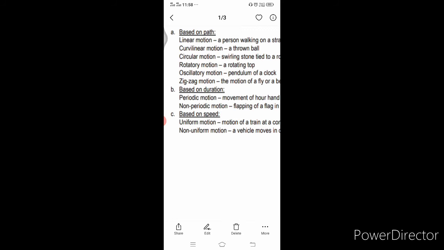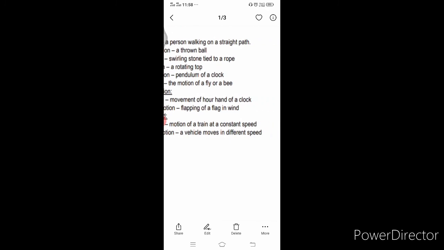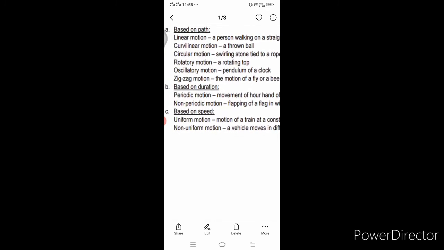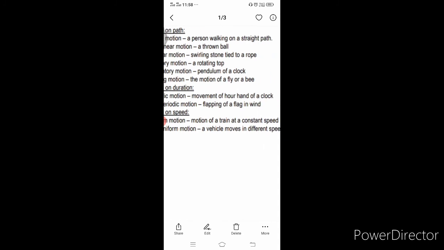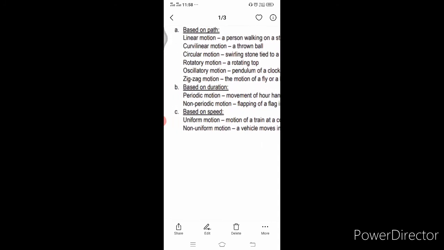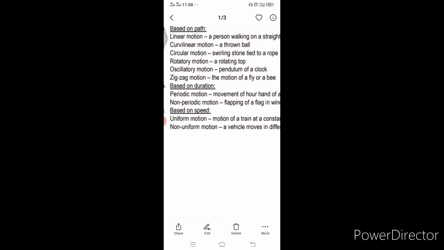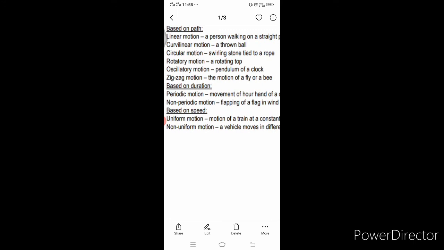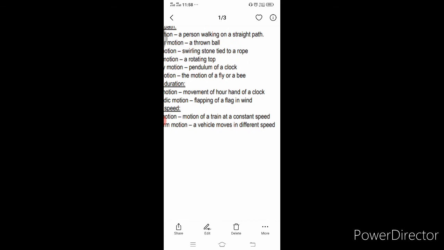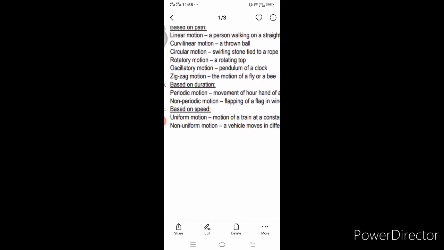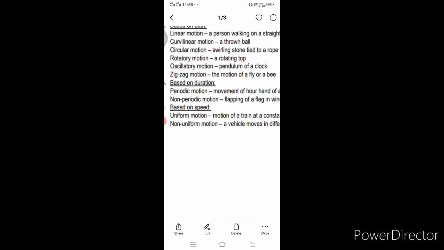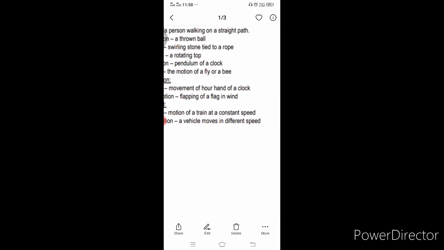Now, based on duration, it is going to be periodic motion. Example, movement of hour hand of a clock. Non-periodic motion is flapping of a flag in wind. These two are examples for based on duration. Now, based on speed, it is going to be uniform motion and non-uniform motion. Uniform motion, example, motion of a train at a constant speed. Non-uniform motion, example is a vehicle that moves in different speeds.